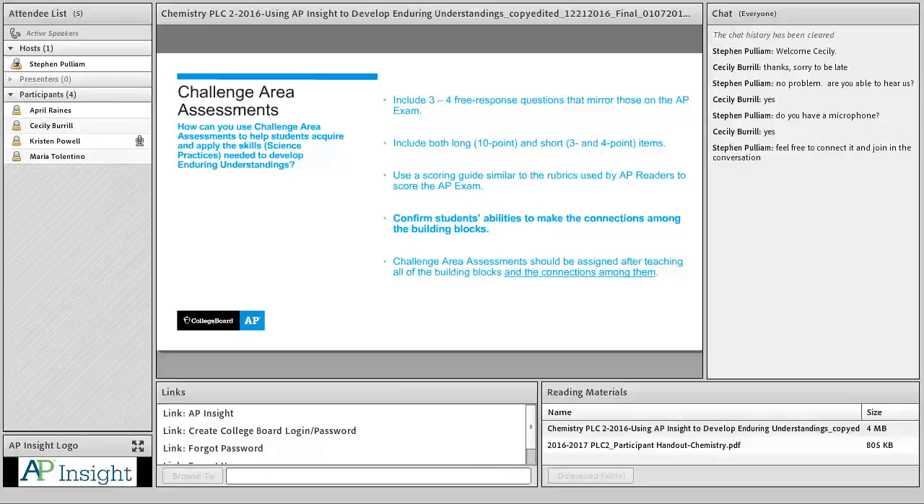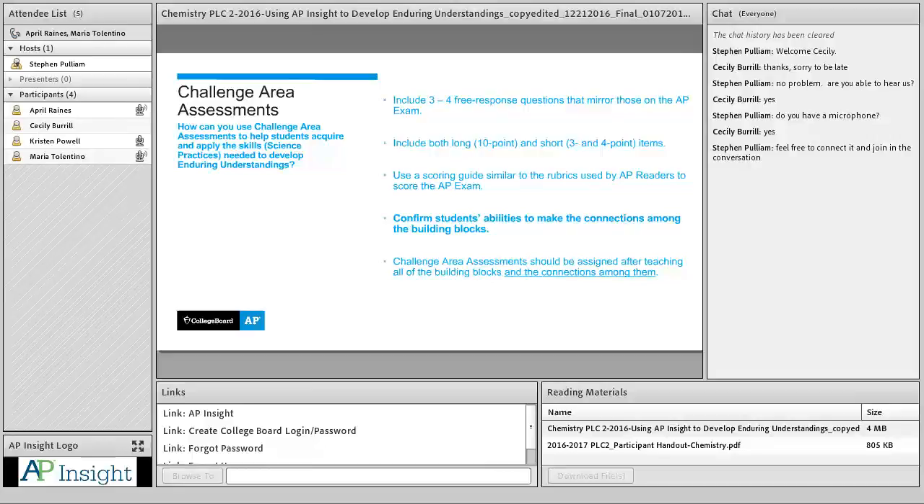I've found the multiple choice quizzes really easy to assign, but I'm struggling to figure out when to assign the challenge area assessments, just because they combine so many different pieces. Right. In my review for the AP exam in April. Absolutely, I think that's a good time, because you've definitely gotten through all of the content that those questions are connected to.